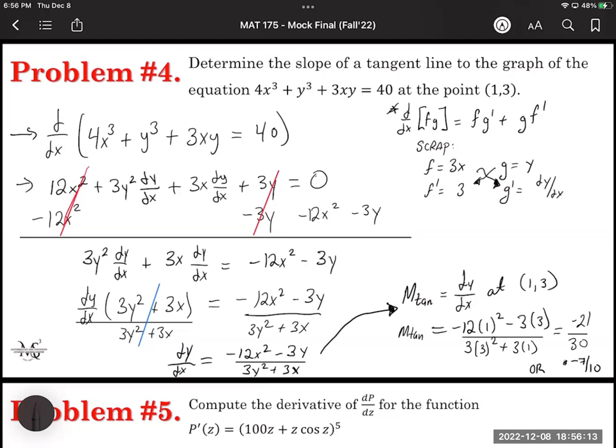I have a question. Anybody? Go ahead, Ms. Torres. So I lost you in the middle where you added the -12x squared and then the -3y, -12x squared, -3y. Where did that come from?